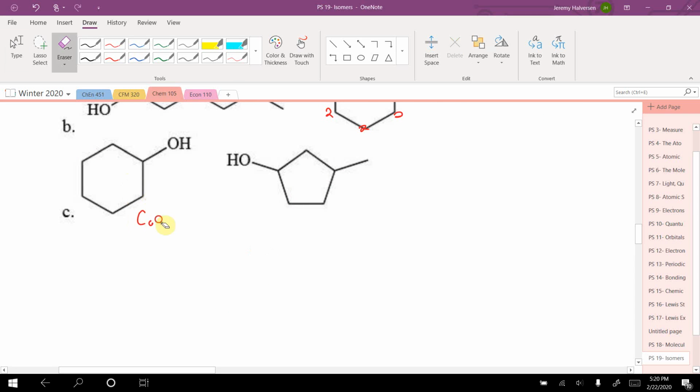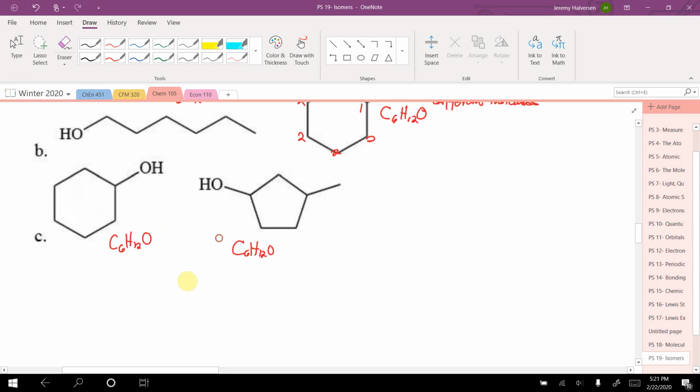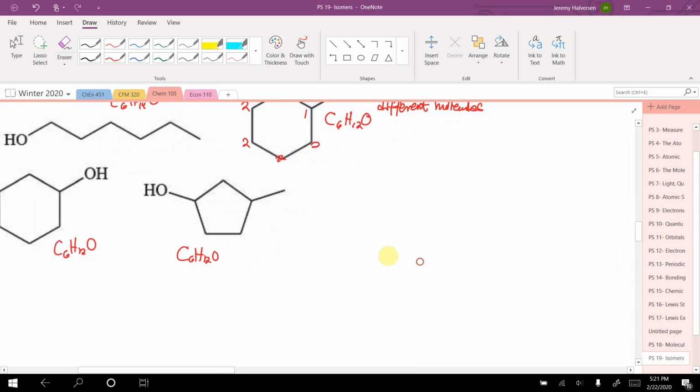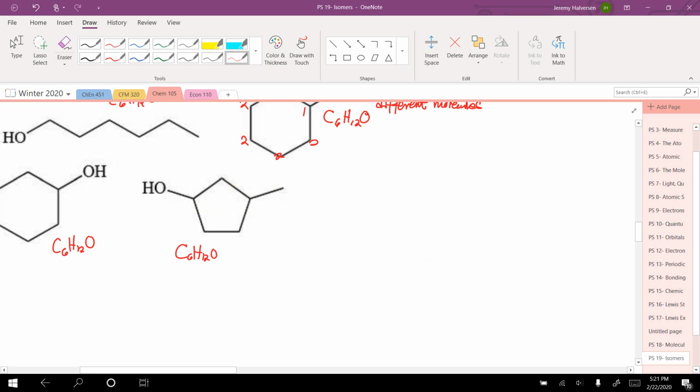Here, this is C6, H2, 4, 6, 8, 10, 11, 12. And this is C6, H3, 4, 5, 6, 7, 8, 9, 10, 11, 12. Alright, so these are not different molecules. So they could potentially be isomers. And actually, you see these are obviously connected differently. This has got a ring of 5, this has got a ring of 6. So these are going to be structural, constitutional isomers.